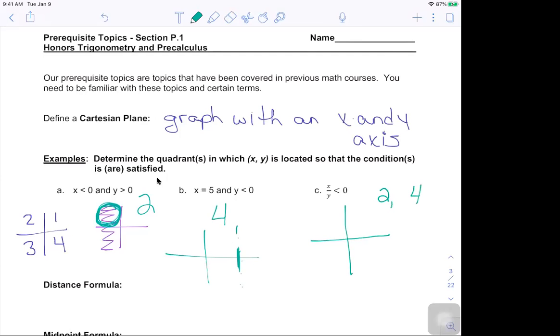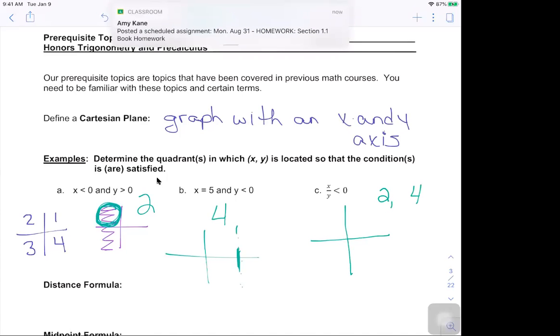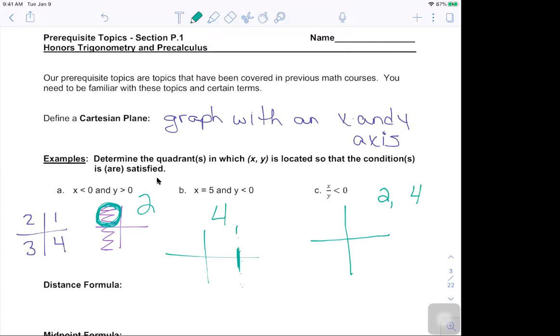So Peter, could it be in quadrant 3? Oh, wait, never mind. It couldn't. Just 2 and 4. Why can't it be in quadrant 3? Because it'd be a negative divided by a negative, and that would make a positive. Excellent. Nice job. Good way to catch yourself.